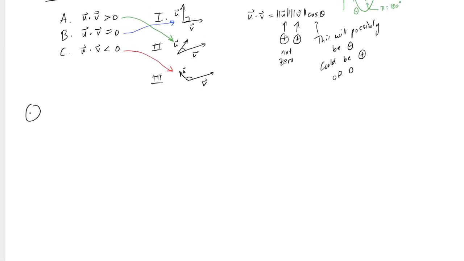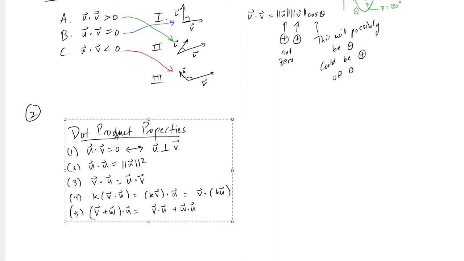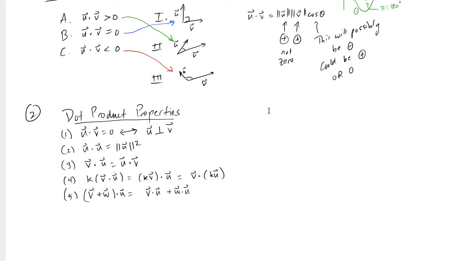Let's talk about some properties of the dot product. One of these properties is the one we just talked about in the last video, and that's that if two vectors are perpendicular, then the dot product is 0. And this is an if and only if statement. So if the dot product is 0, then they're perpendicular, and vice versa.